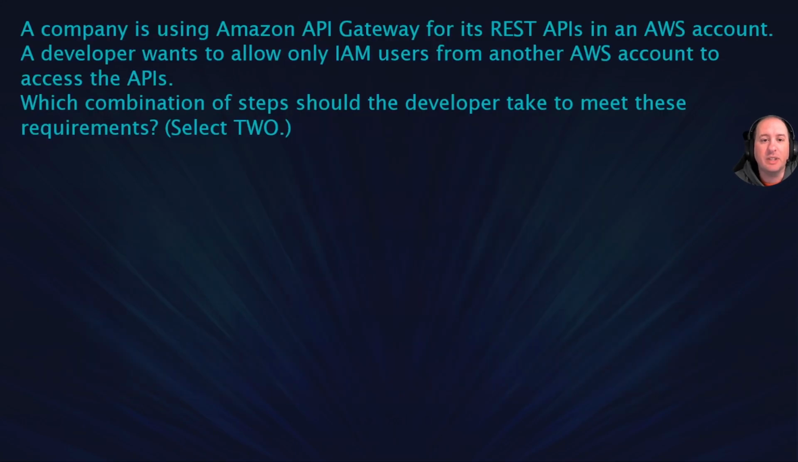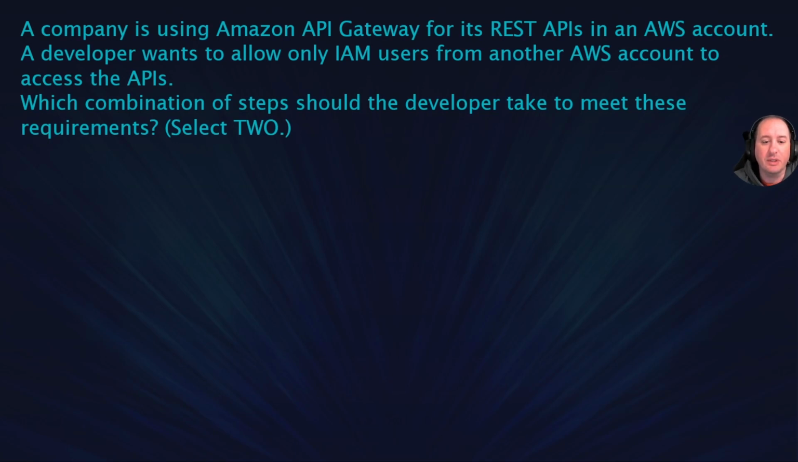You have a company that's using API Gateway for a REST API on an AWS account. The developer wants to allow only IAM users from another AWS account to access these APIs. Which combination of steps should the developer take to meet these requirements? And we'll be selecting two from the options available.